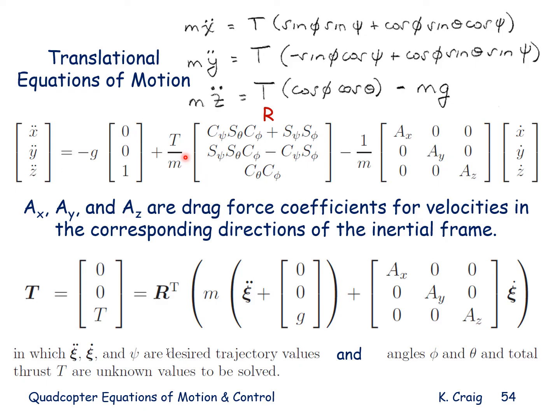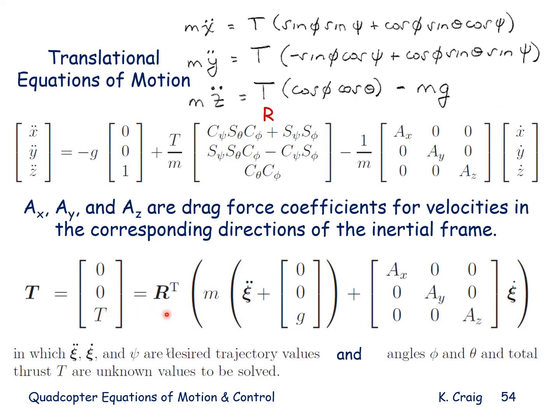I can solve for the thrust T by simply bringing the minus g times this column vector to the other side, and the minus 1 over m times the diagonal matrix of drag force coefficients multiplying the column vector of velocities to the other side of the equation, multiplying through by m, and then multiplying that by the transpose of this matrix R. The result is then shown here. And here I'm solving for the thrust T.